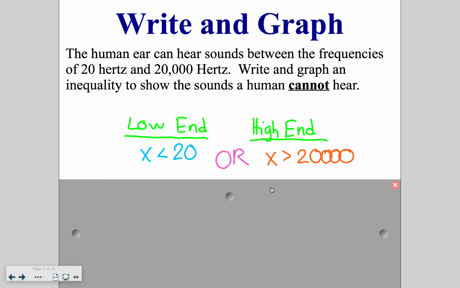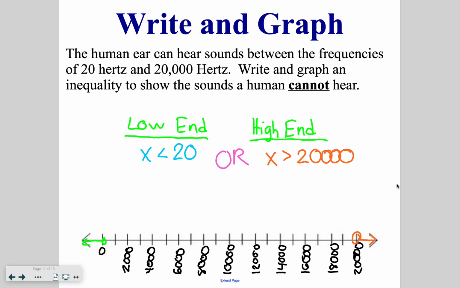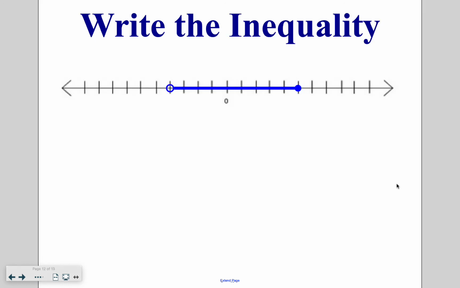Now explain to me how you would graph this inequality. So on the left side, we have an open dot at 20 and the values are moving to the left, smaller than 20. On the right side, we have an open dot once again, and it is moving to the right. Final piece here, if they give you the graph and you need to write the inequality.